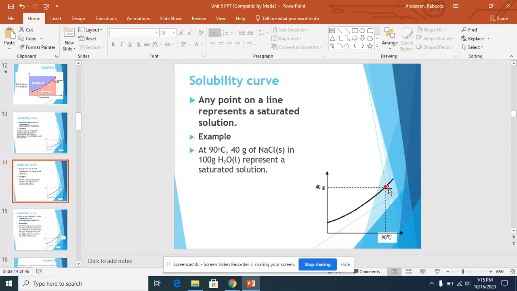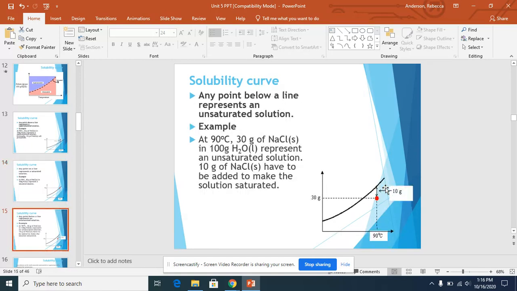Now, here's an example of a saturated solution. At 90 degrees Celsius and 40 grams, NaCl, if you match those up, it is right on the line. Since it is on that line, it would be a saturated solution.